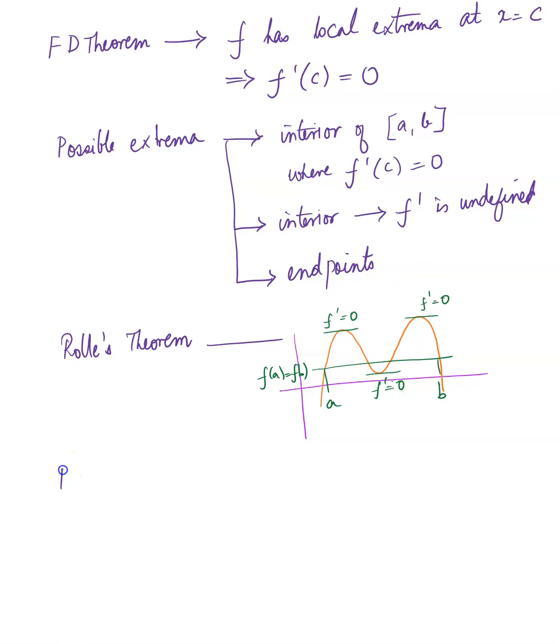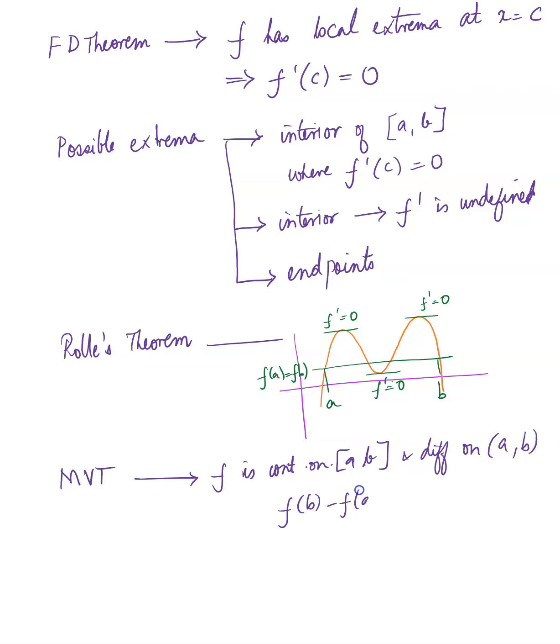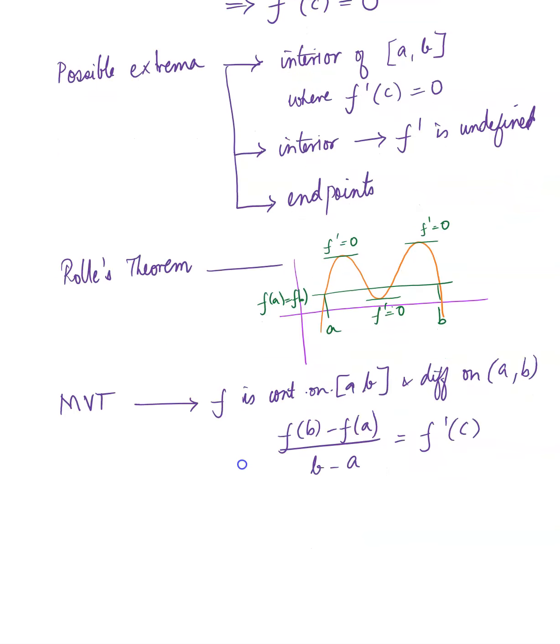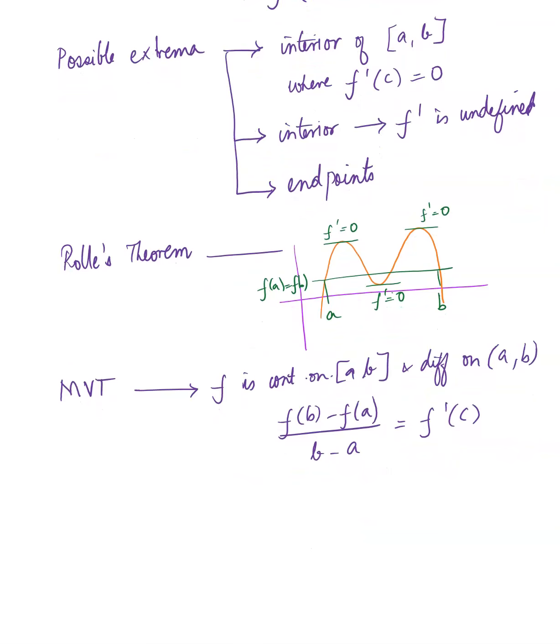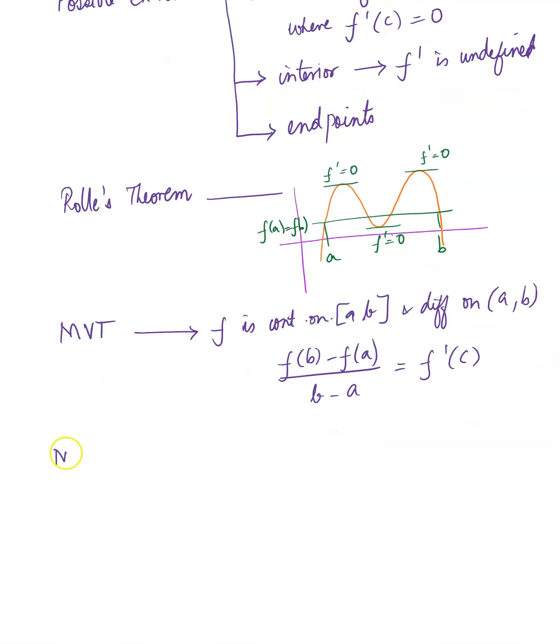Then we looked at the mean value theorem, MVT. And that said if f is continuous on [a, b] and differentiable on the interior of (a, b), then the slope of the secant line, f of b minus f of a over b minus a, was the same as the slope of the tangent line. Or in other words, the average rate of change between a and b was equal to the instantaneous rate of change at c.